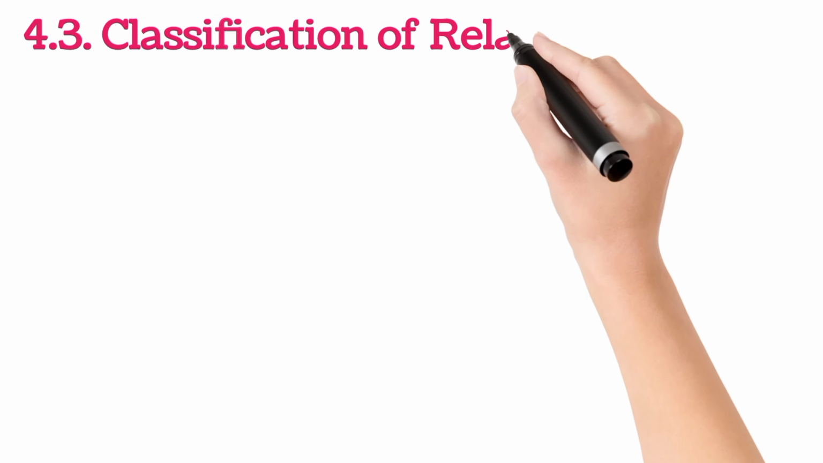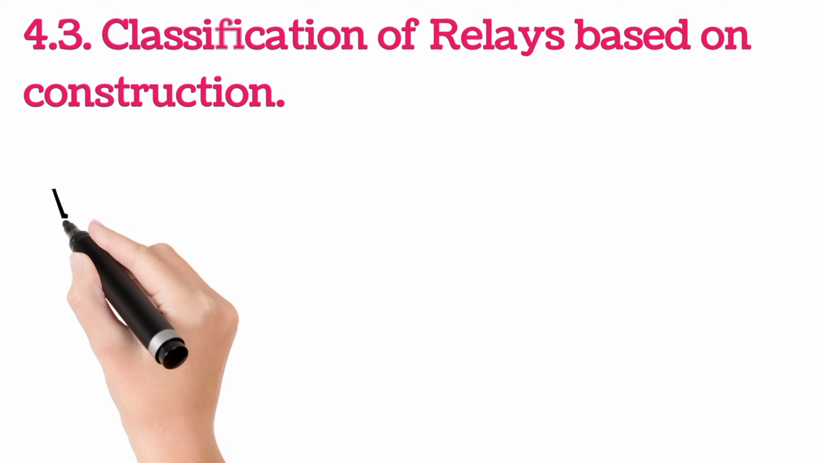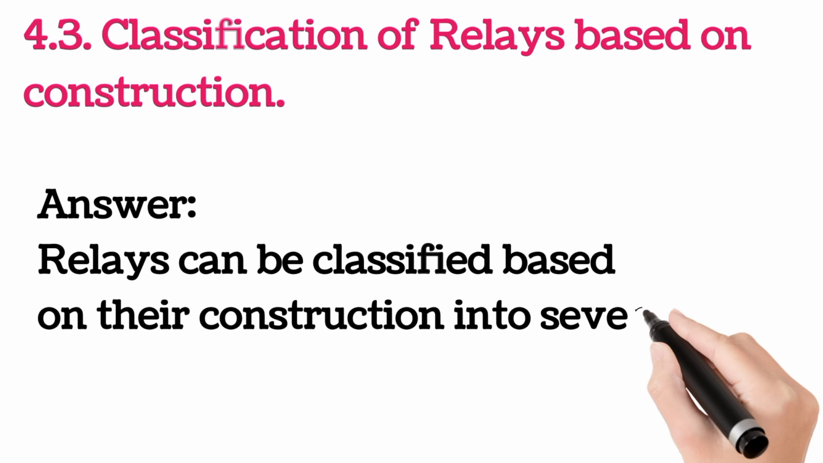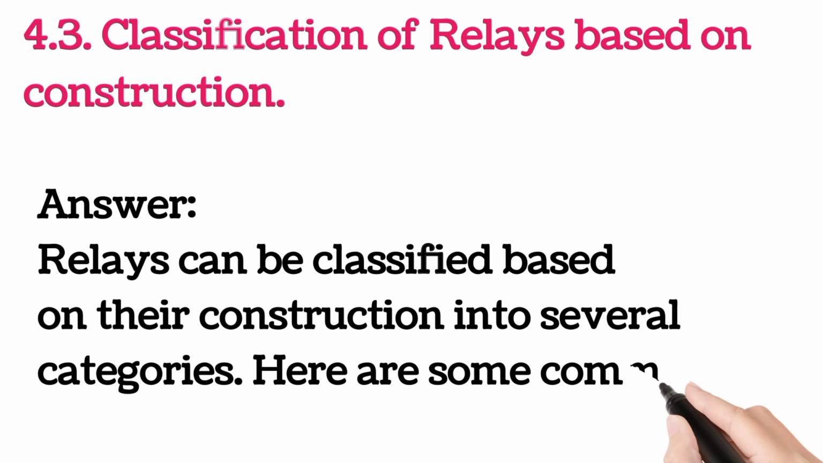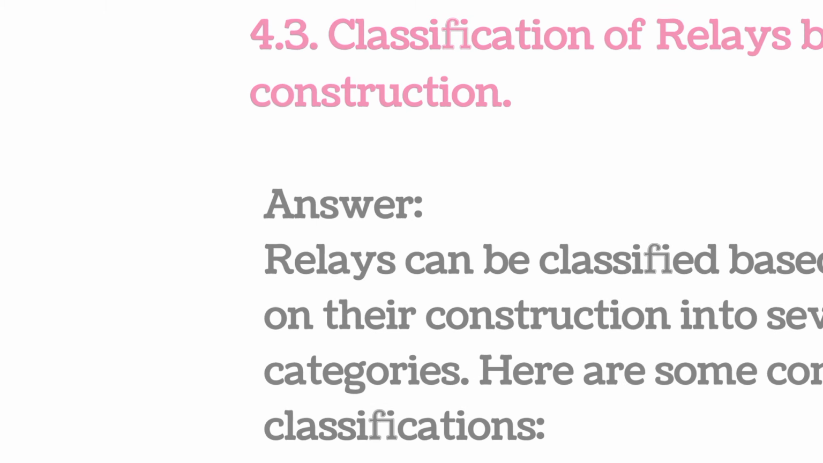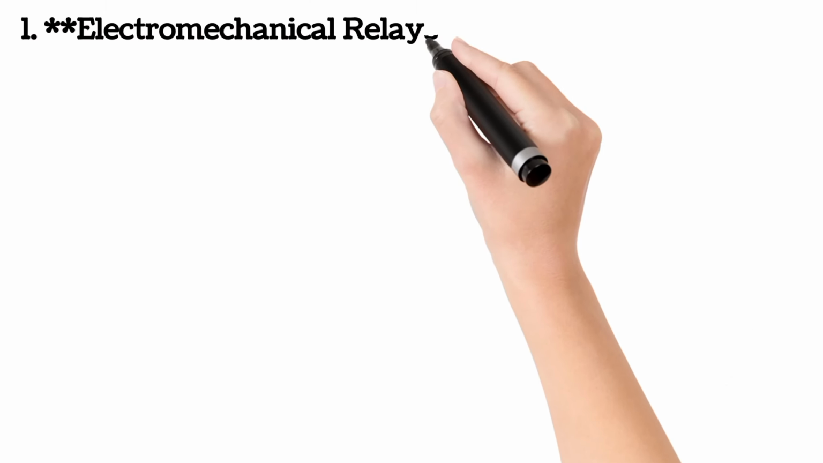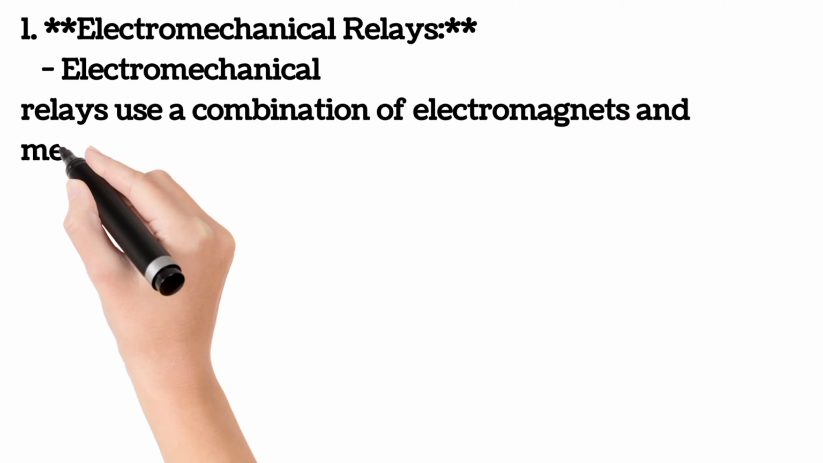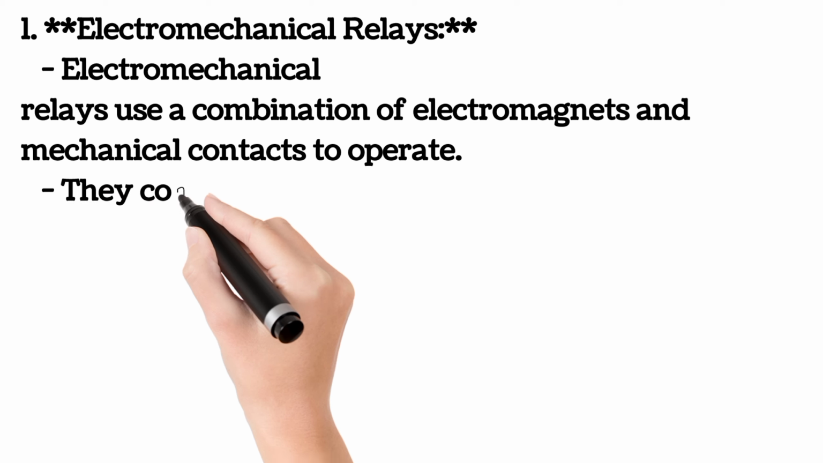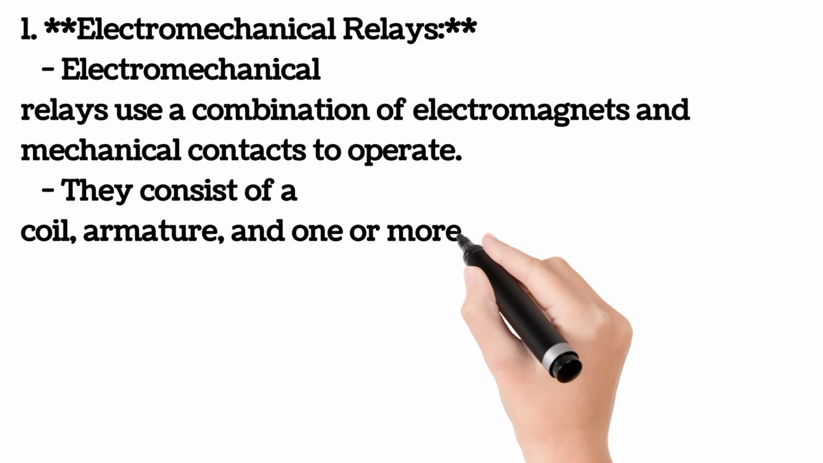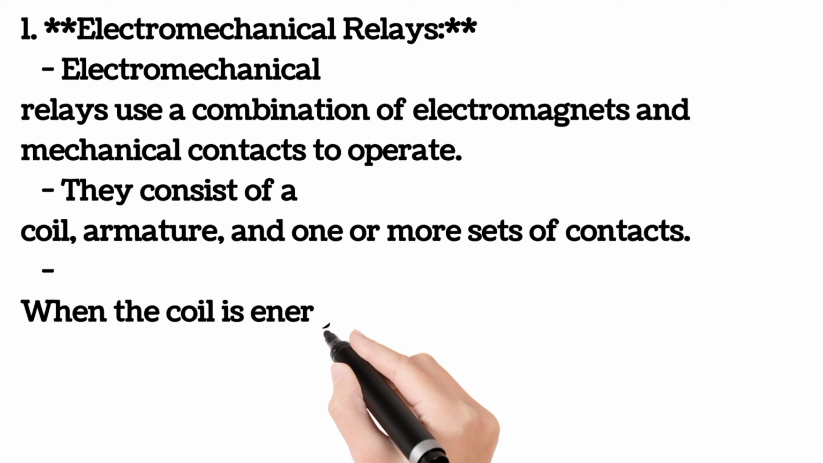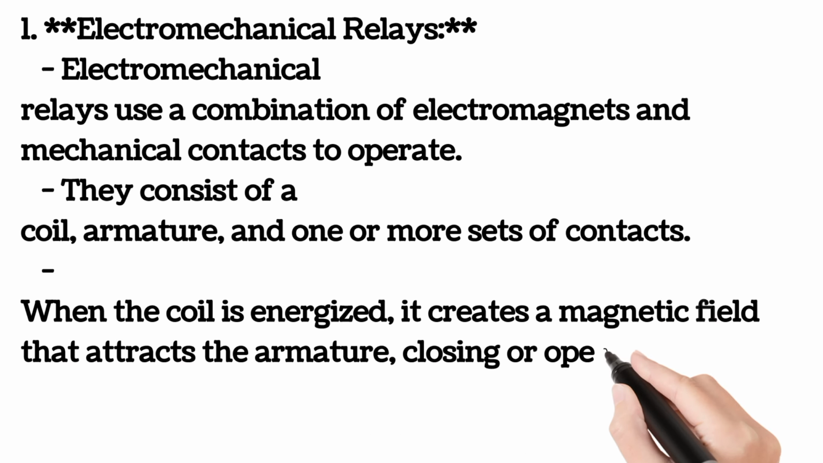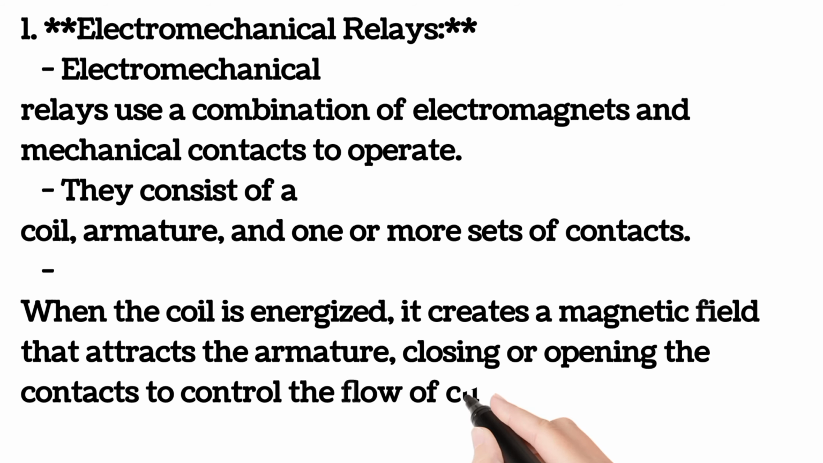4.3. Classification of relays based on construction. Answer. Relays can be classified based on their construction into several categories. Here are some common classifications. 1. Electromechanical relays. Electromechanical relays use a combination of electromagnets and mechanical contacts to operate. They consist of a coil, armature, and one or more sets of contacts. When the coil is energized, it creates a magnetic field that attracts the armature, closing or opening the contacts to control the flow of current in the circuit.